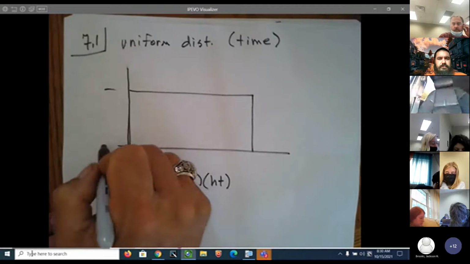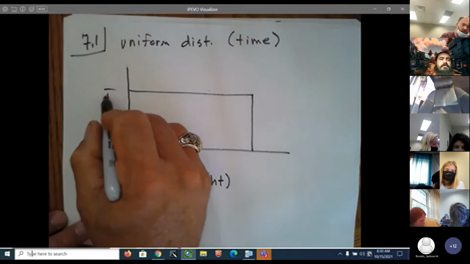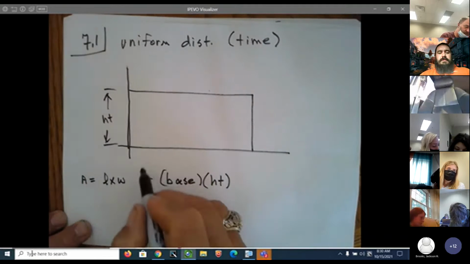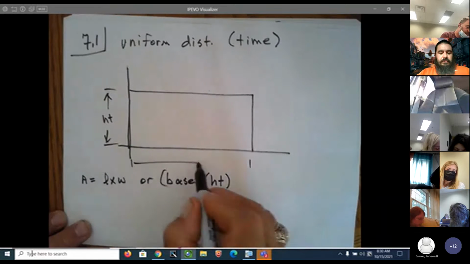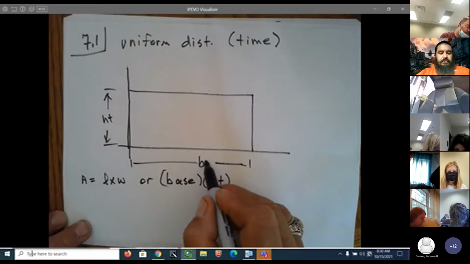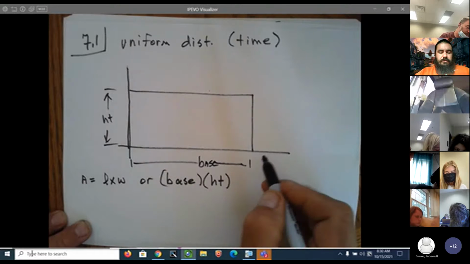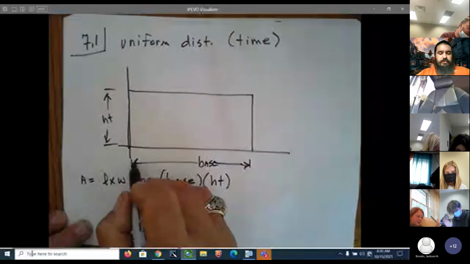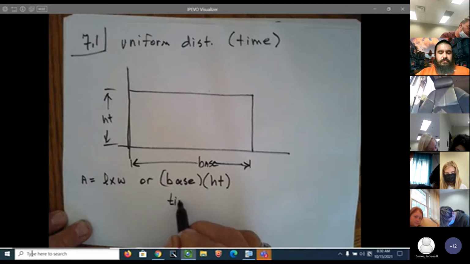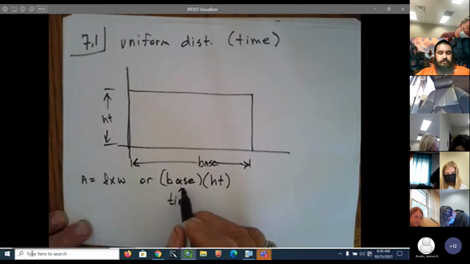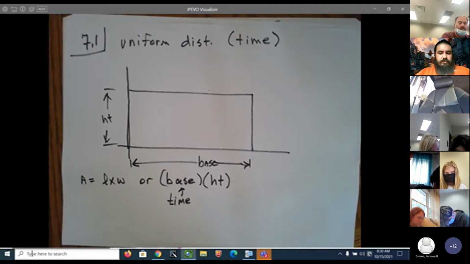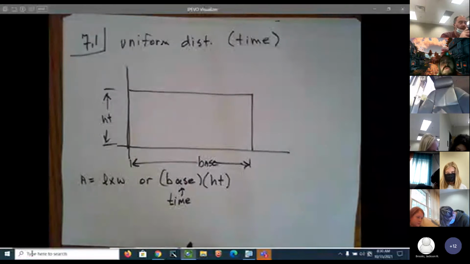This is your height. And this is your base. The base is usually given in time. Usually minutes. And then the height is just height.